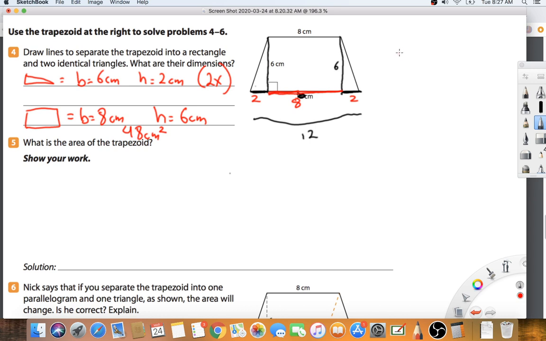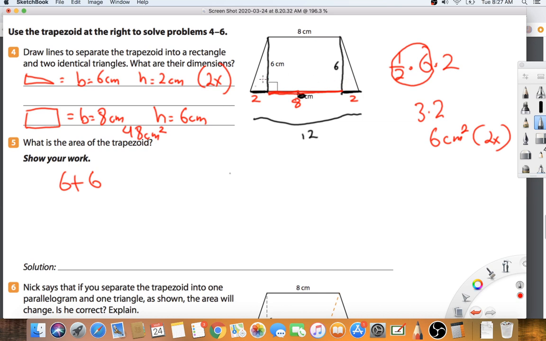Now my triangle is always 1/2 times base, which is 6, times height, which is 2. Half of 6 is 3. I multiply by that 2, and I get 6 centimeters squared. That means that each triangle is 6 centimeters squared. So I'm going to add 6 centimeters twice, because those are my 2 triangles, and then I'm going to add my rectangle, 48. All of these are centimeters squared. 48 plus 6 equals 54, plus 6 more is 60. That means that I have 60 centimeters squared for my area in total.